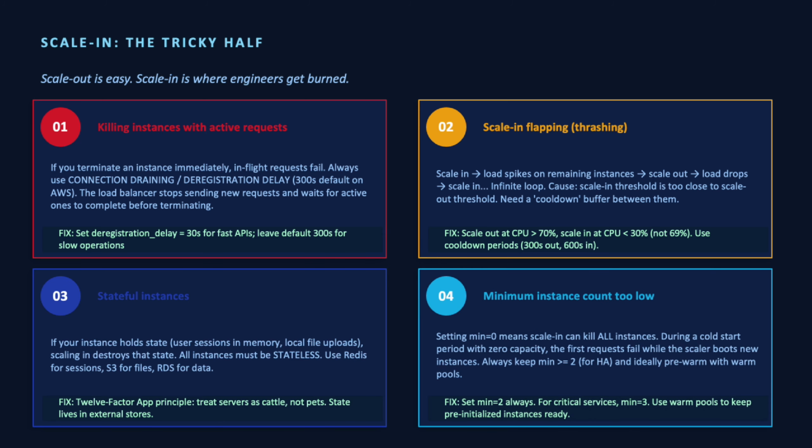Number 4, minimum instance count of 0. Setting min to 0 is tempting for cost savings, but it is dangerous. If all instances scale in, the next request arrives to find 0 capacity and has to wait for a cold start. What is a cold start? A cold start happens when no server or application instance is currently running, and a new one must be started before it can handle a user's request, right?